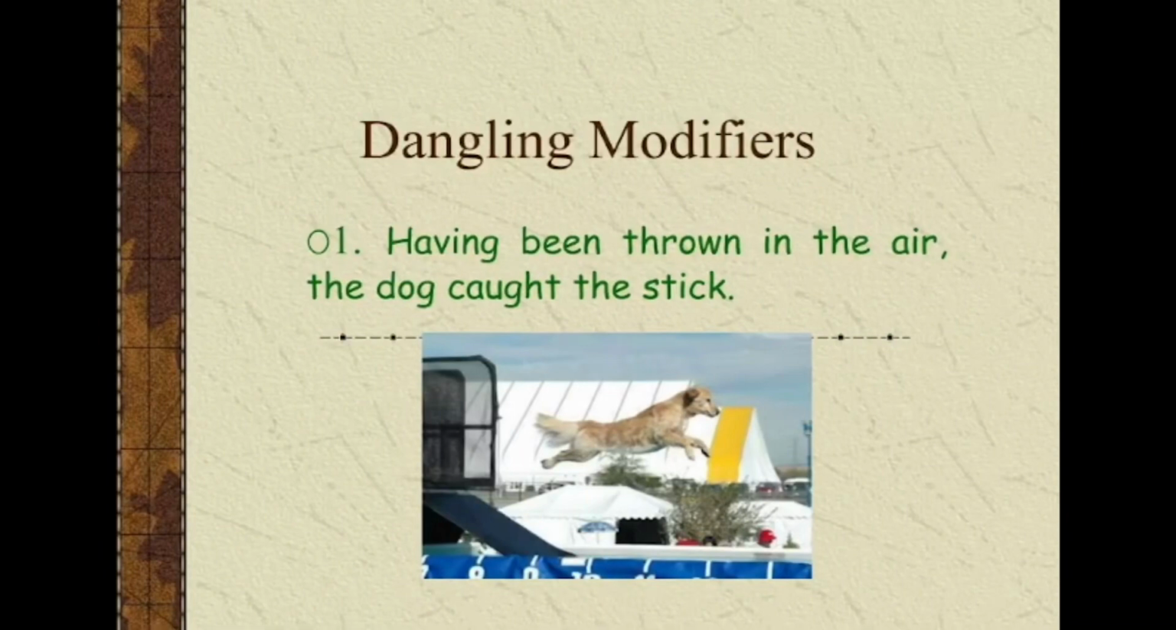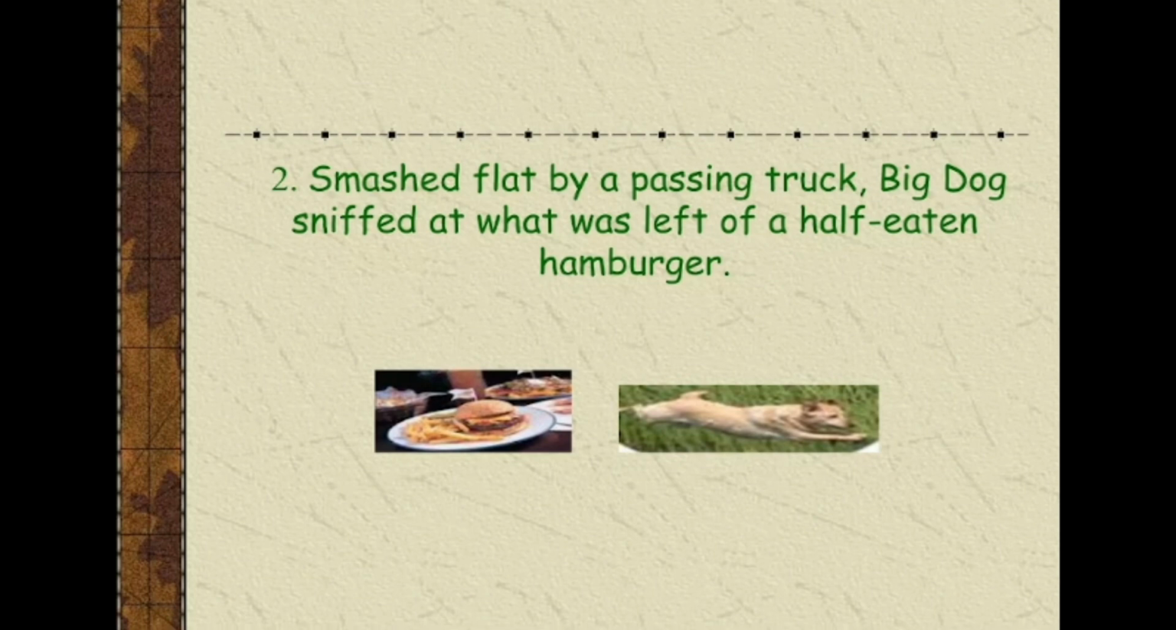So we saw the misplaced modifier, the modifier which is not placed correctly. Another one is dangling modifier. Some examples of dangling modifier sentences. Having been thrown in the air, the dog caught the stick. This sentence could be written correctly. Another example: smashed flat by a passing truck, the big dog sniffed at what was left of a half-eaten hamburger. So we have to organize this more properly.